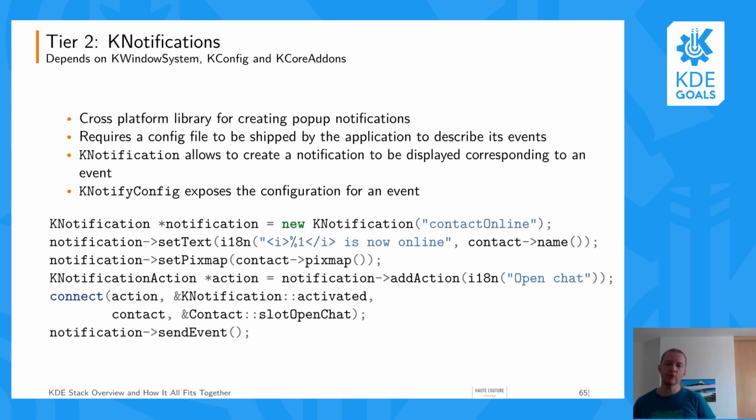On tier 2, we also have KNotification, which allows to create a notification to be displayed, and that corresponds to an event. And KNotify config allows to expose the configuration for a given event. The way to use it is basically you describe your notification, okay? So you give it a name, some text, some pixmap. If you have actions, like for instance, an open chat, you chat with some contacts, you can do that. And then you get notified if the user clicked on it, and then you send the event.